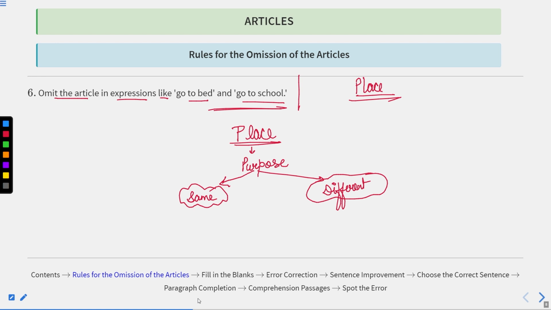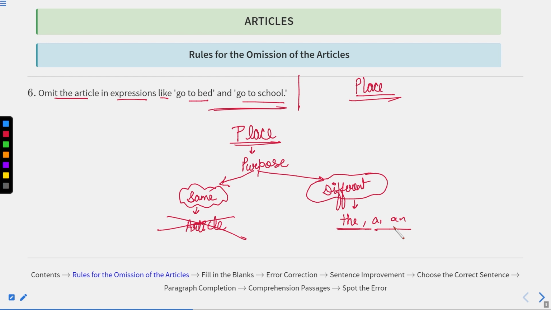But if the purpose is different, it means he is using that particular place for some different purpose, not the one for which the place has been built. So if the purpose is same, we should not use any article before the name of the place. But if it is serving a different purpose, we can use a, an, or the according to the situation.